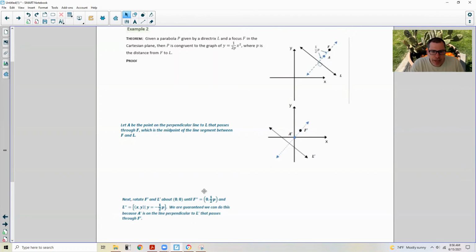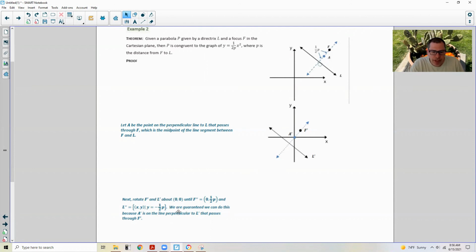Next, we're going to rotate F prime and L prime about the origin until F double prime is at the point 0, 1/2 p, and L double prime is the line y equals negative 1/2 p.